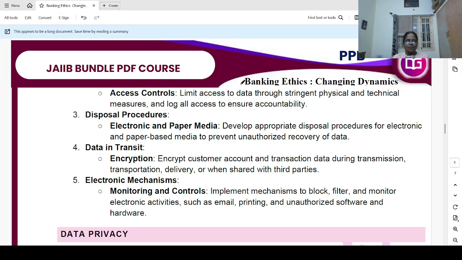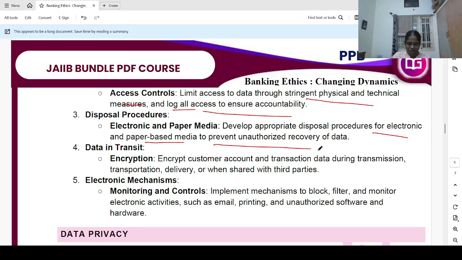Then access control: limit access to data through stringent physical and technical measures, such as logging all access to ensure accountability. So they have to maintain the log book of whoever operates the system. For example, when it is a safety locker room, there should also be a camera. They have to monitor who is entering and who has the authority to open it. So they have to maintain the log book.